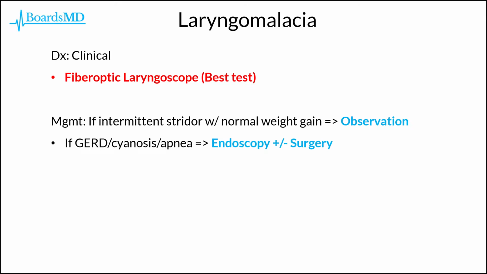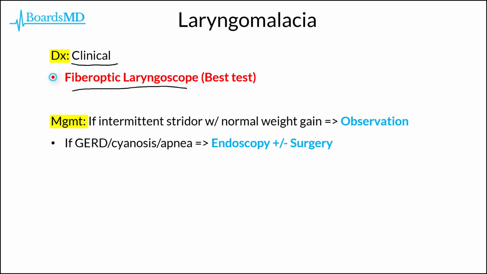Laryngomalacia is of course going to have the key clinical features that we described previously, especially with those changes in the severity of the stridor with position changes in the infant. However, our best test in the evaluation of laryngomalacia is going to be the use of a fiber optic laryngoscope, which is ultimately going to reveal that classic omega-shaped epiglottis.